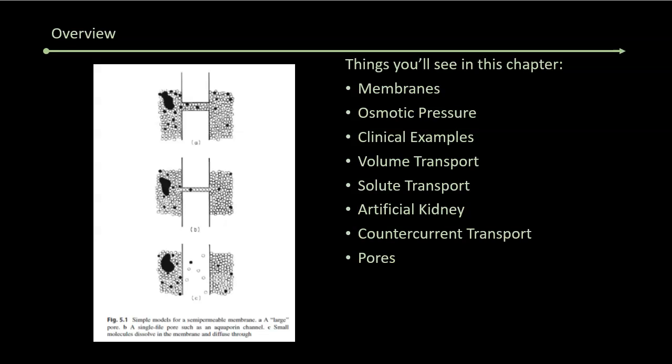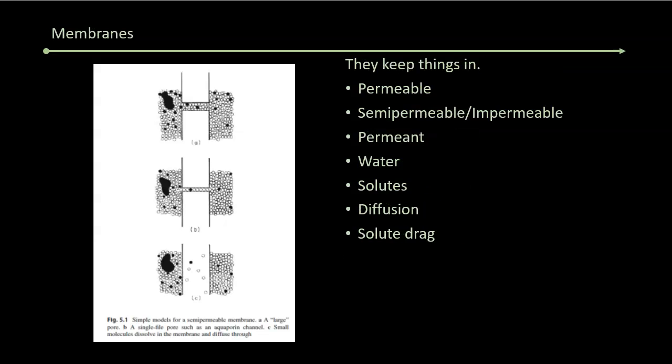The reason this is so vital to biological systems is that membranes keep things in, right? The cells have a membrane about 7 to 10 nanometers thick. Every identifiable piece inside of a cell has a membrane around it that's a few nanometers thick. And these membranes have to be permeable or semi-permeable.